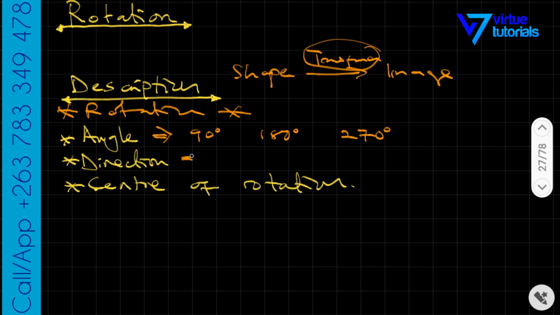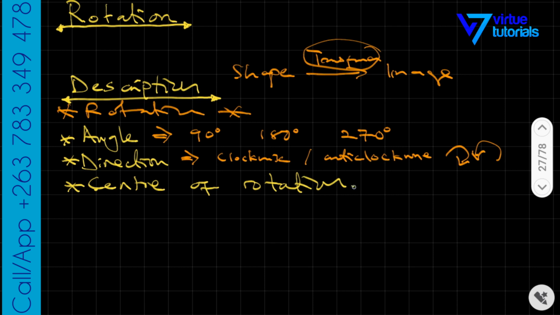The next thing is the direction of the rotation, right? The direction could be clockwise or anti-clockwise, right? So how was it flipping? Was it flipping clockwise or was it rotating anti-clockwise, right? Last thing is the center of rotation. This is the point around which the object is rotating. The object must be rotating around a particular point, right?